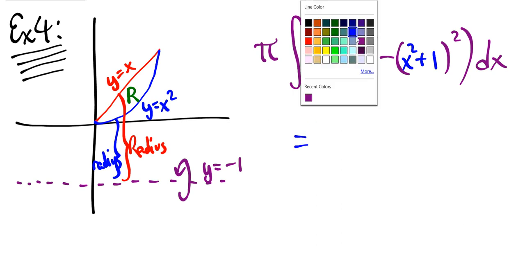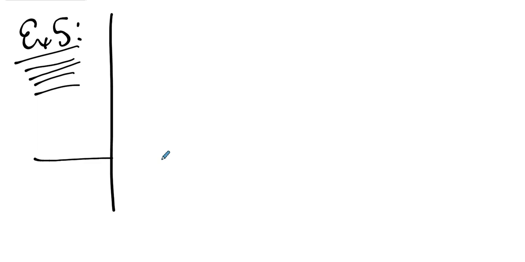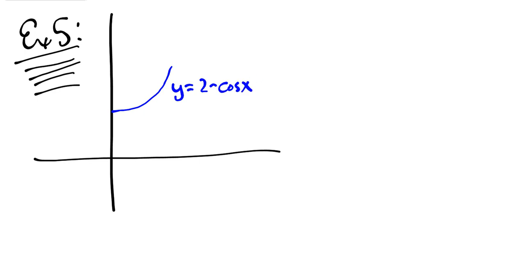Now, I'll leave it up to you to prove that that's 7 pi over 15, but it is 7 pi over 15. I'll go one more. So in this case, you have the function 2 minus cosine x and the function cosine x. This is the region between them.